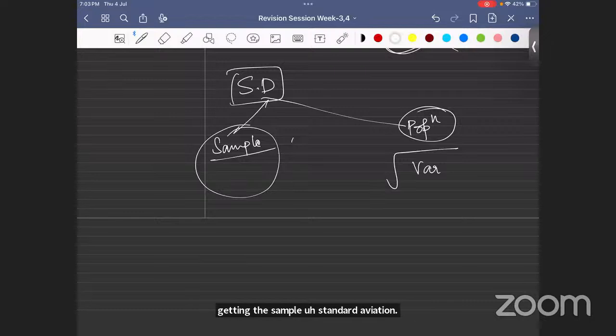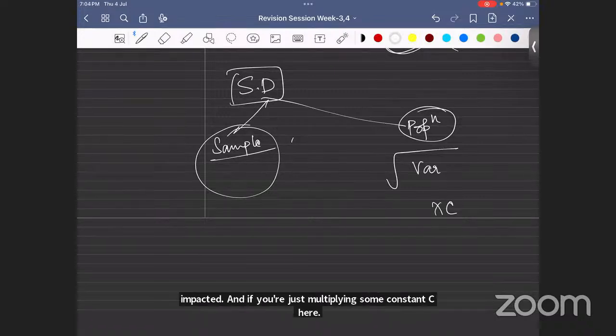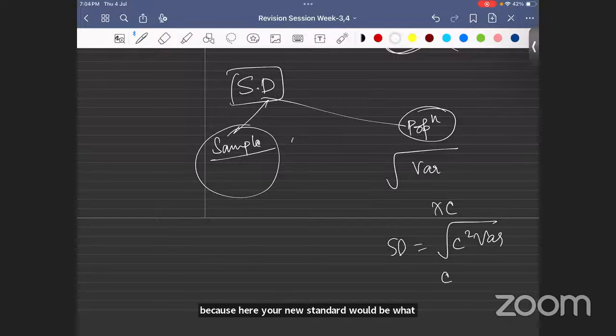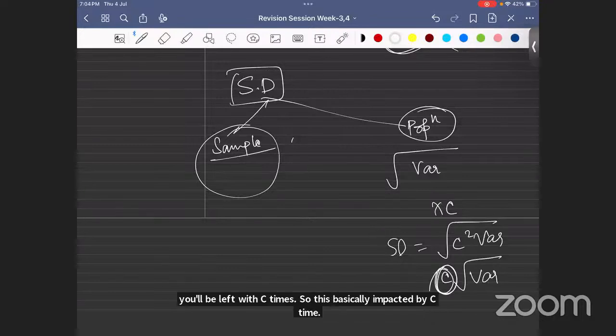And here also, if you're just adding some constant c to each of the terms, the standard deviation will not get impacted, as your variance is not getting impacted. And if you're multiplying by some constant c, as your variance was getting impacted c square times, the standard deviation will get impacted by c times only, because your new standard deviation would be the square root of c square times variance, and if you take the c outside, you'll be left with c times the standard deviation. So this is impacted by c times. Okay, is this clear to everyone?